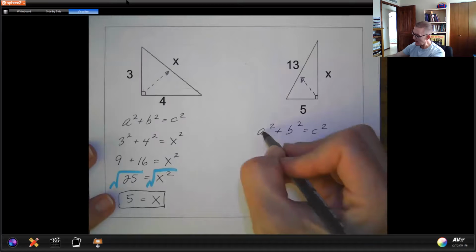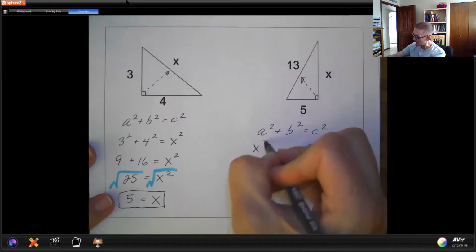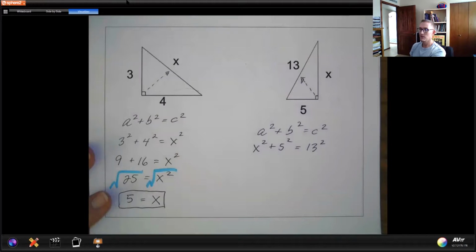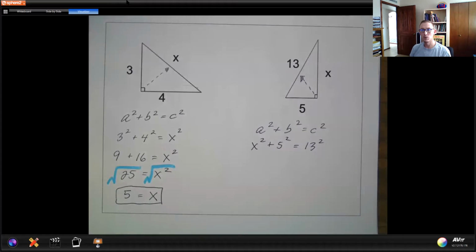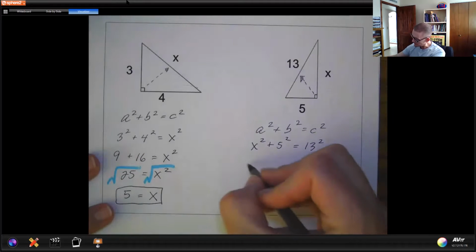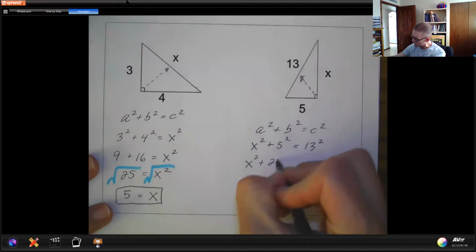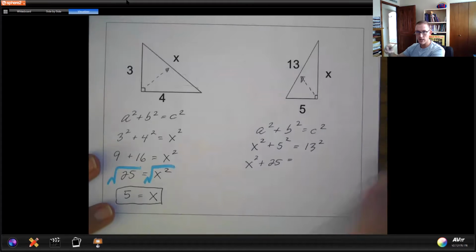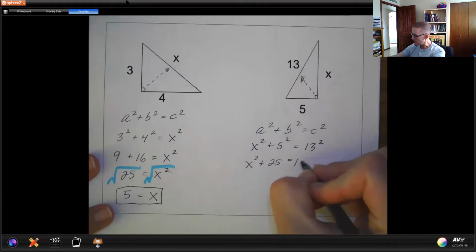A and B make the right angle. So let's say that A is where x is. So that's x squared plus b squared, which means I plug in the 5. Well, let's go ahead. 5 squared means 5 times 5. So that means x squared plus 25 equals 13 squared. 13 times 13, if you need to use a calculator, you can, or you work it off to the side. 13 times 13 is 169.